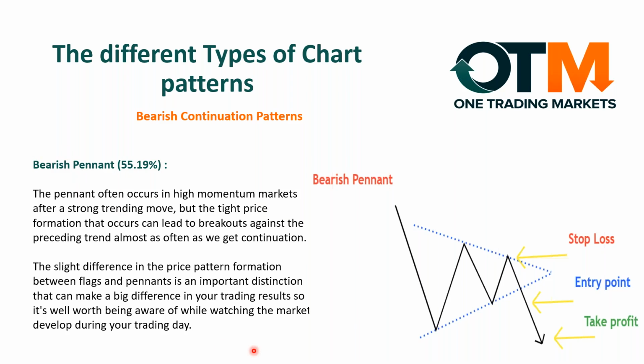Now, the probability of it happening successfully is considered low if we compare it to the other patterns. It's around 55.19%. The entry point, the same thing, is going to be at the end of the bottom, the last bottom. The stop is at the top. The take profit is when it covers this entire movement. So let's say from here to here, $10. This has got to be $10 too.